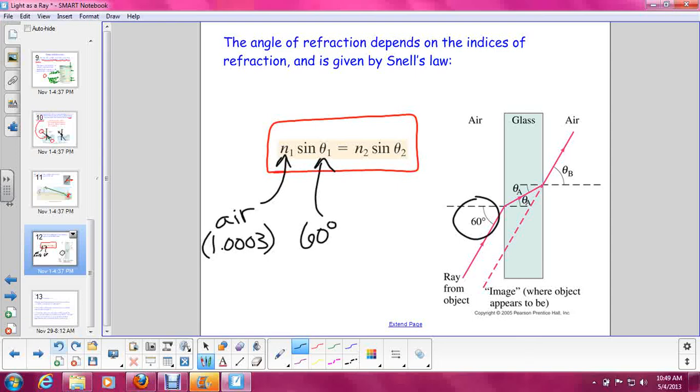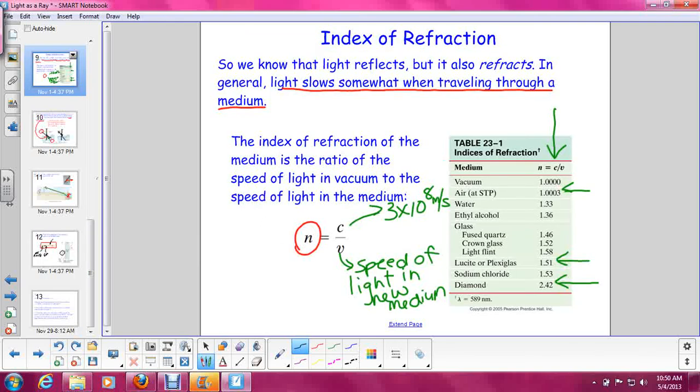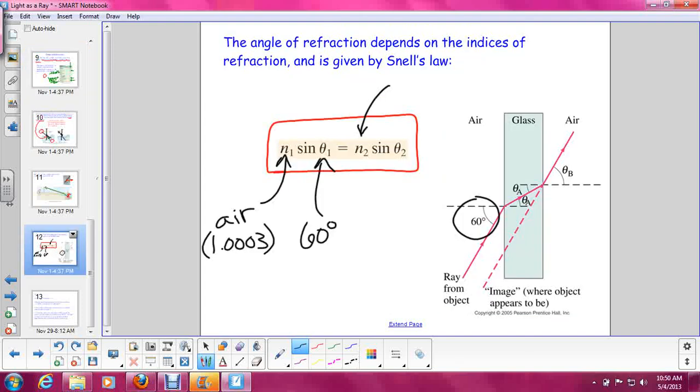So that would be 1.0003 times the sine of 60 degrees. And then that would be equal to the index of refraction for glass, which is, let's just say 1.46, because this gives us 3 different kinds. They're about all the same number though, about 1.5. That would be 1.5, and then we would have to find the angle. And this would tell us the angle from the normal of this ray of light right here. That's how you would use Snell's law.